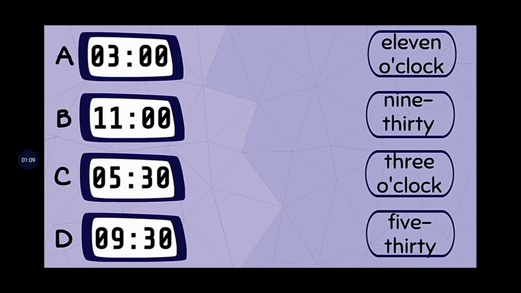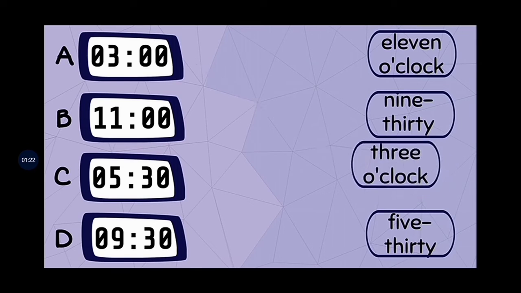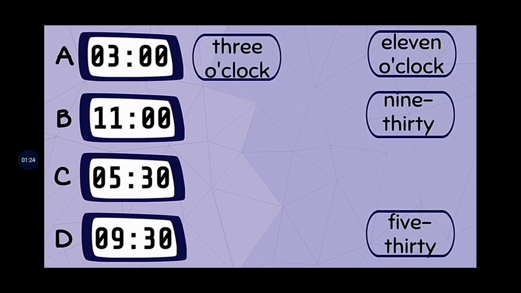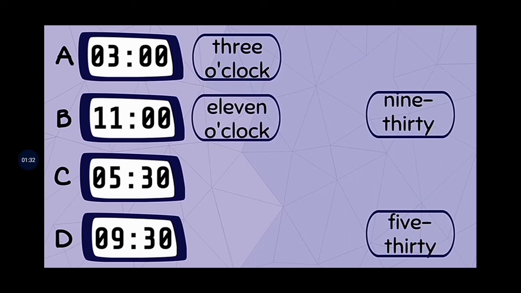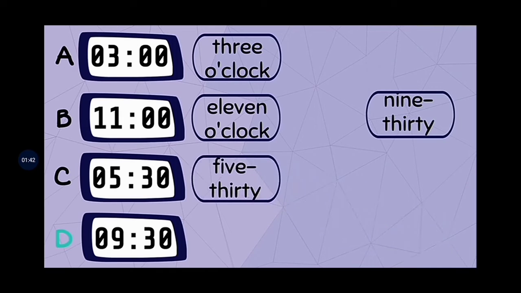Let's do more practice by matching the digital clock to the written time. Clock A is read as 3 o'clock. Clock B is read as 11 o'clock. Clock C is read as 5:30. Clock D is read as 9:30.